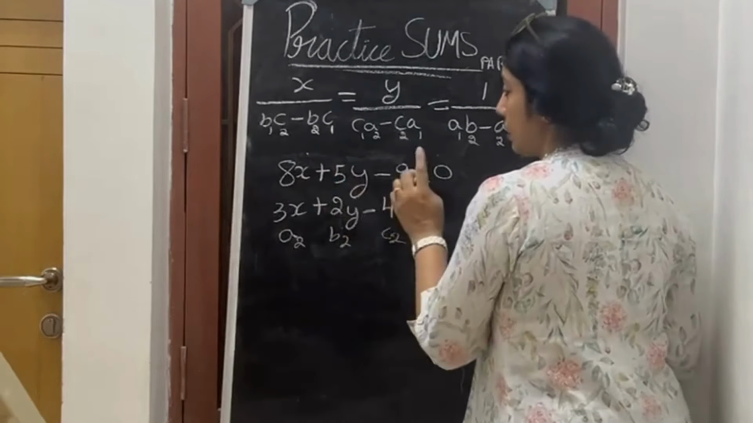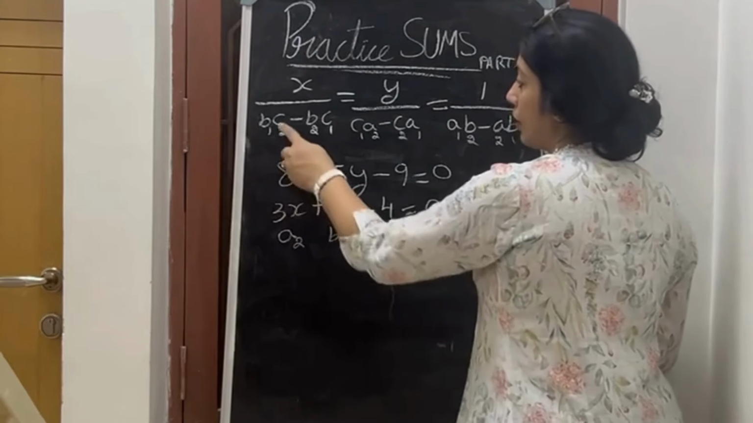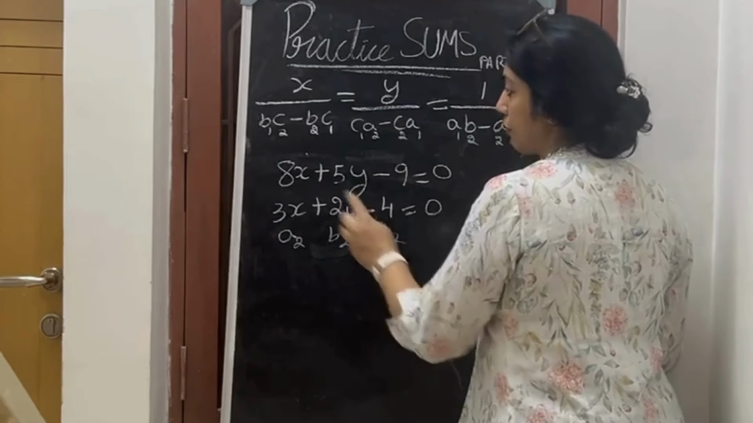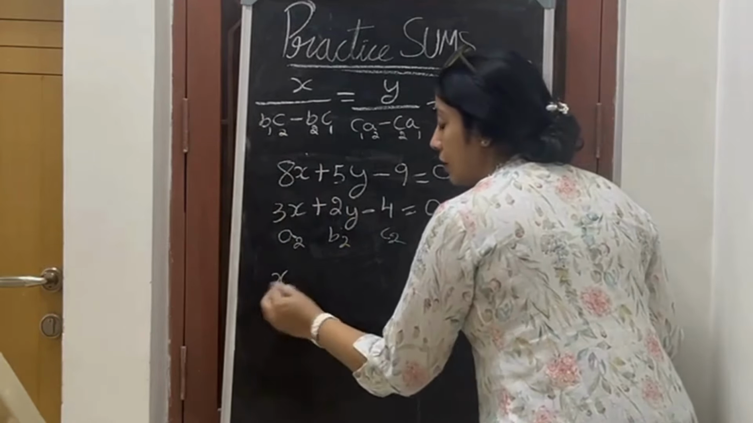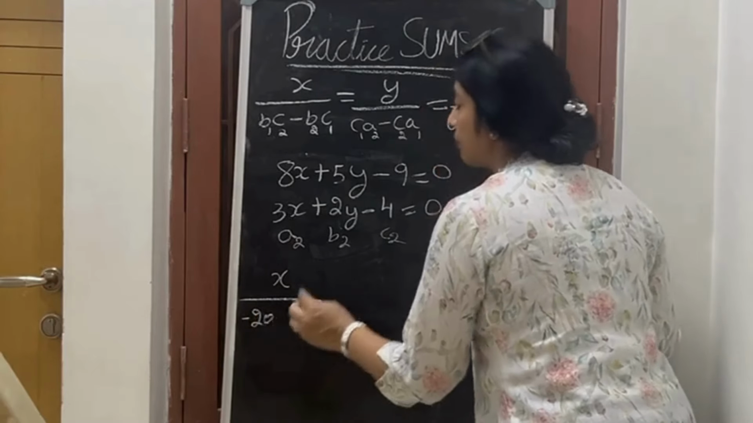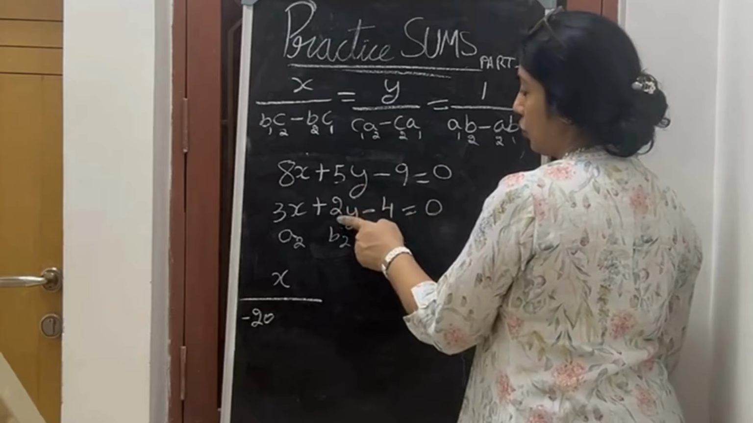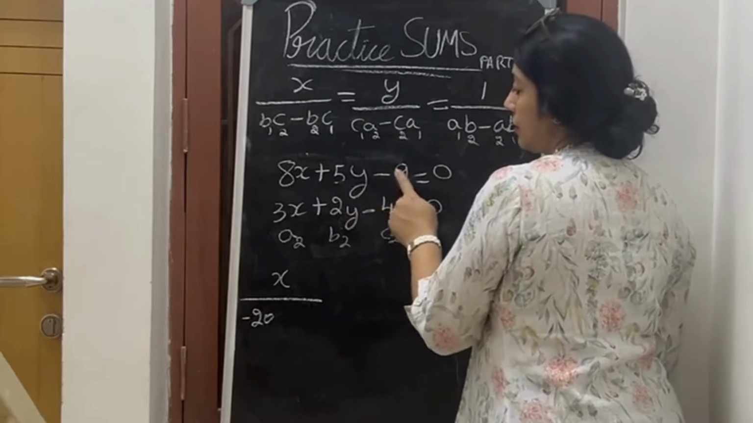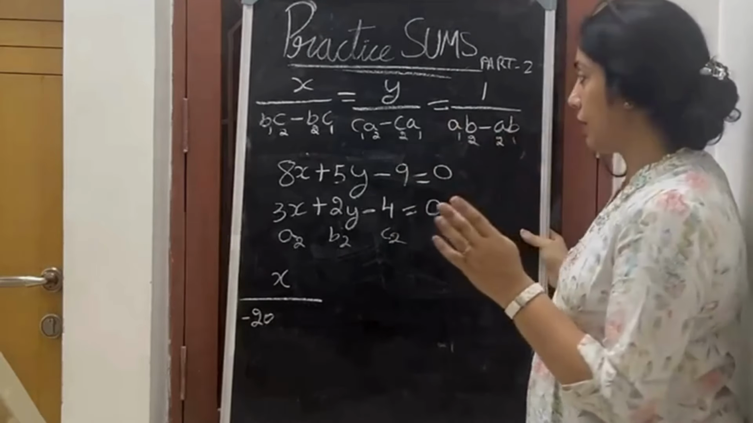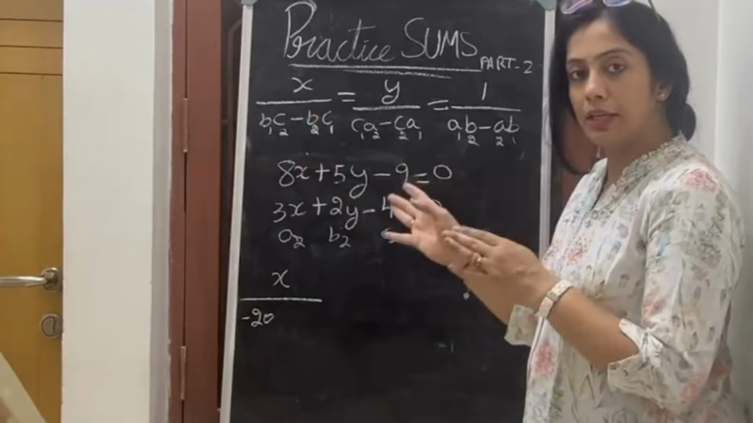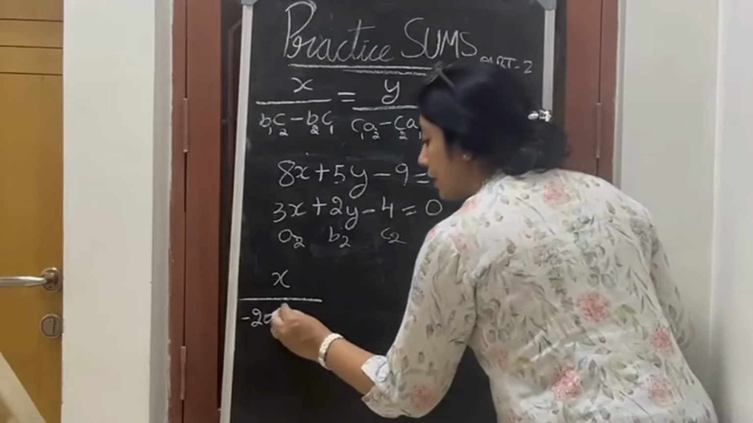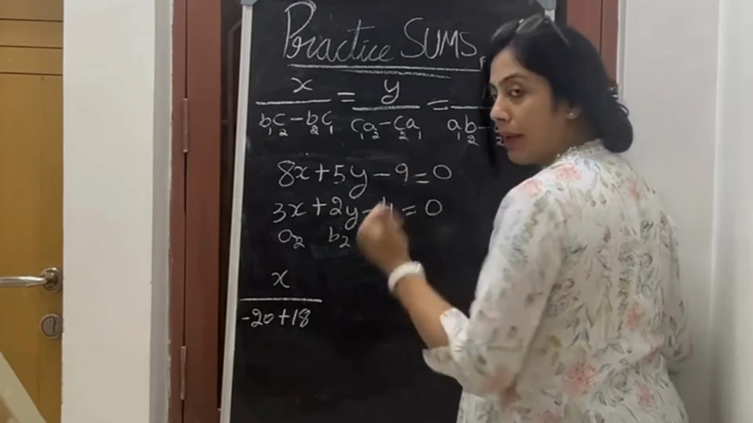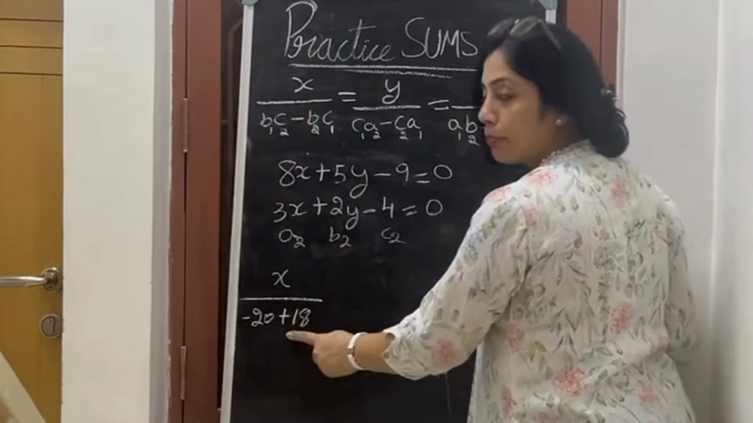Now these were A1, B1 and C1. So B1 is 5 and C2 is minus 4. So x by 5 into minus 4. 5 into minus 4 is minus 20. So x by minus 20. Now B2 is 2, C1 is minus 9. So 2 nines are 18, and because this is minus 9 it will be minus 18. But because it is minus (minus 18), it is plus 18. I'll repeat. It's B2C1, that's 2 into minus 9, which is minus 18. Minus into minus is plus, so this is plus 18.